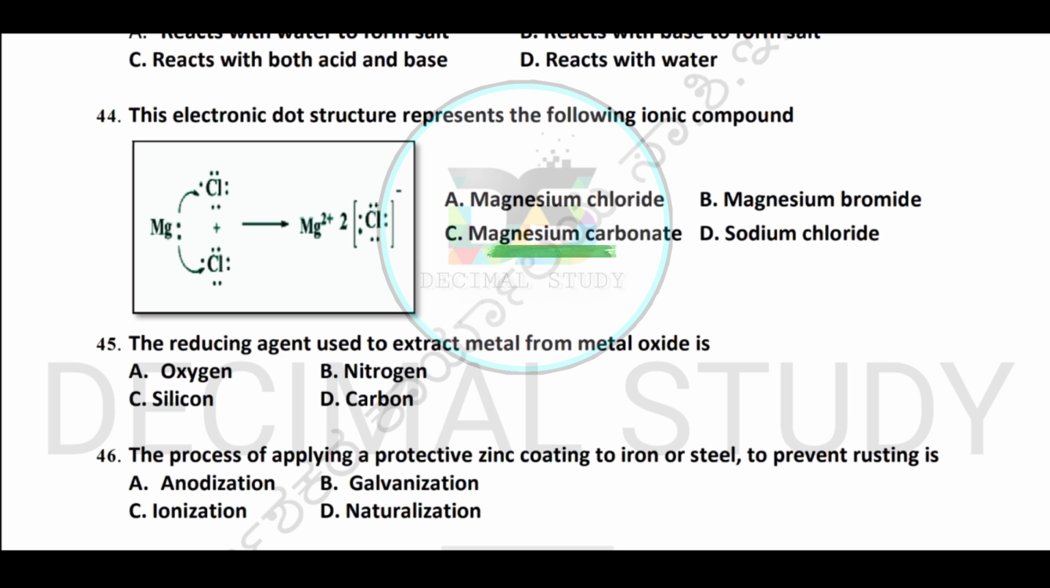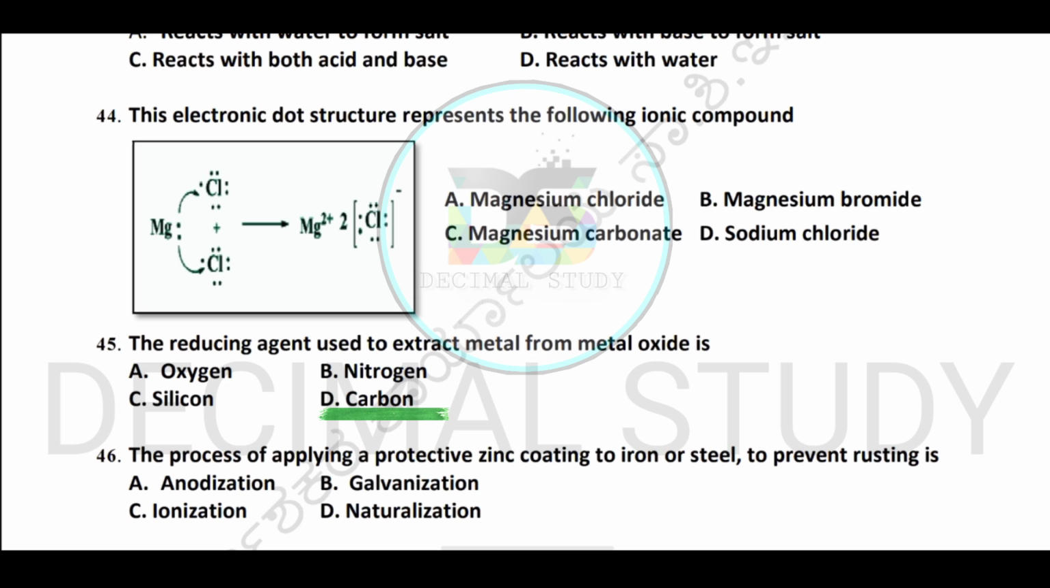Question number 45. Reducing agent used to extract metal from metal oxide is: oxygen, nitrogen, silicon, carbon. The right answer is carbon.